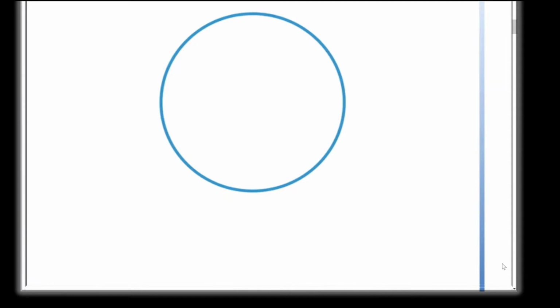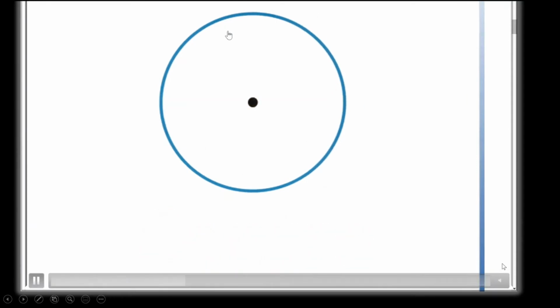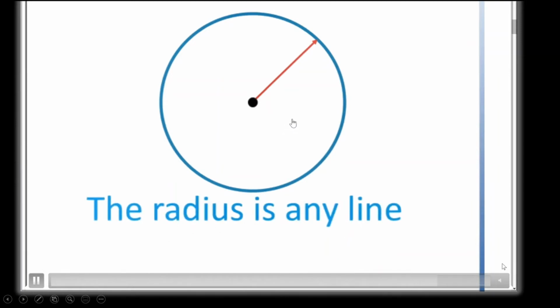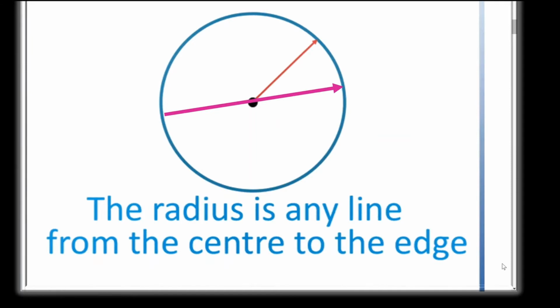The center is the point inside the circle, and all the points on the circle are equidistant from it. So that's the quality of the center. The radius of the circle is the length of the line from the center to any point on its edge. Whatever point we choose, the radius will be constant. And in plural, we call it radii. Double the radius, we call it the diameter.